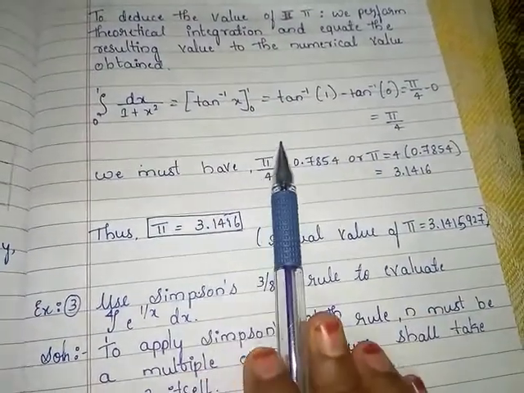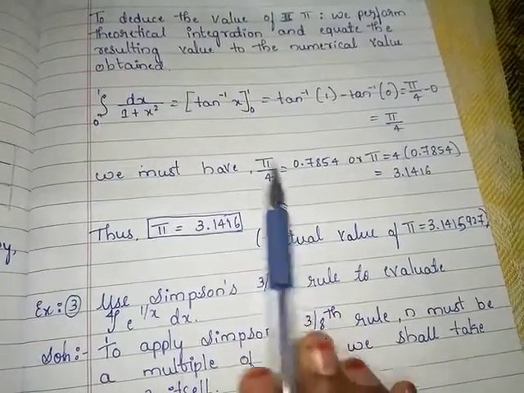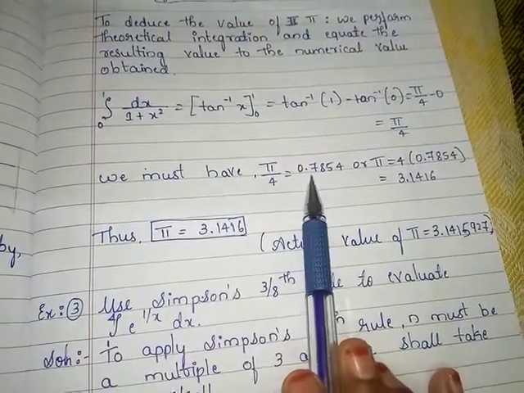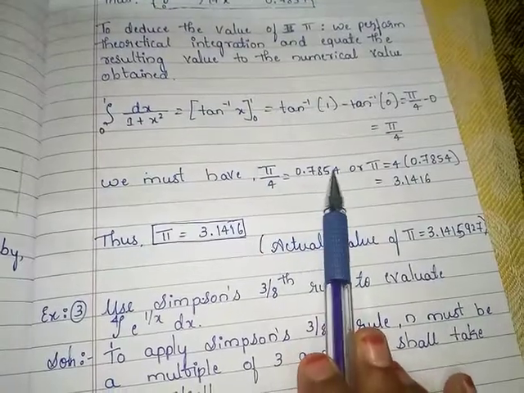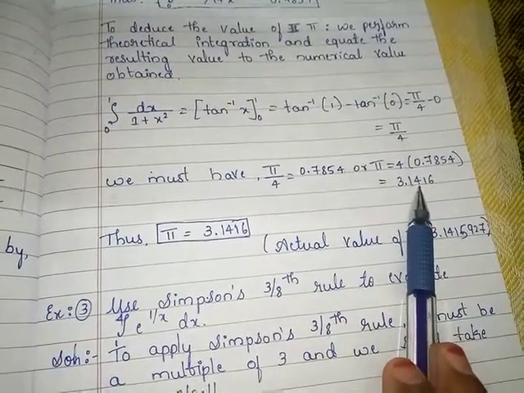We must have pi by 4 is equal to this value, 0.7854, or pi is equal to 4 into this value, we get 3.1416.